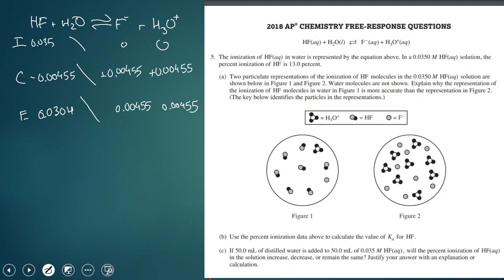Okay, now we can calculate our Ka as being the concentration of H3O times the concentration of F minus over the concentration of HF. Now, because it's all coefficients of 1, there's no squaring or anything, and so we can just plug this in. So it's just 0.00455 times 0.00455, and then divided by 0.0304, and I get 6.81 times 10 to the power of negative 4.